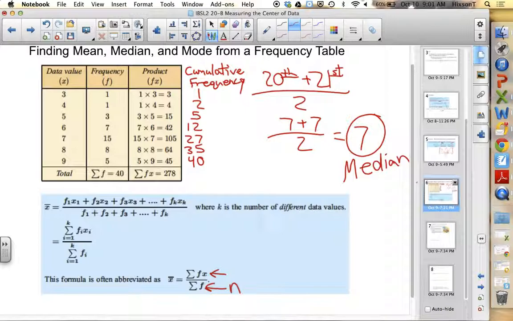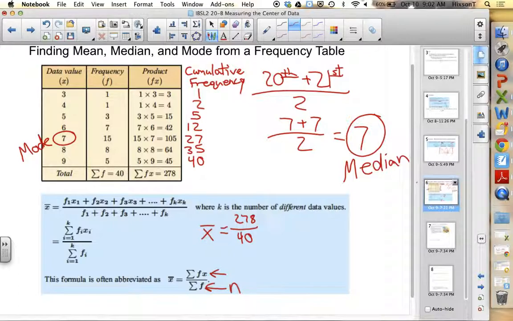Okay, so that's our median. 7 was also our mode. If we were finding the mean, it doesn't tell us if this is a sample or a population, so we'll assume that it's just a sample. Okay, we have 278 over 40.